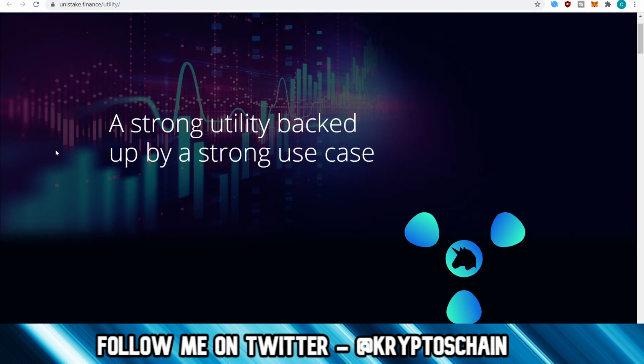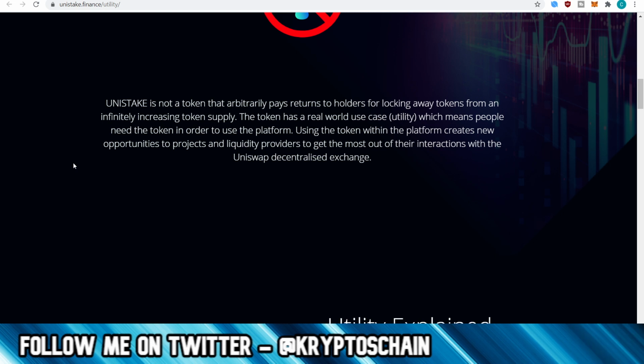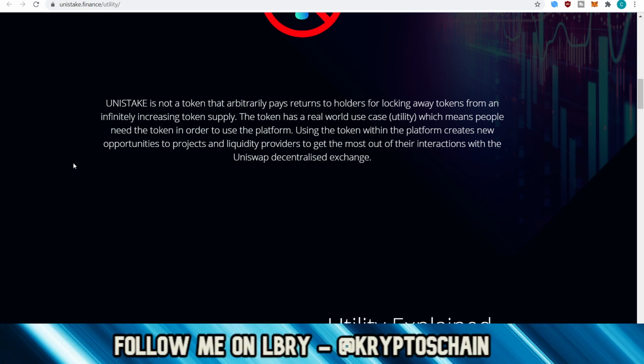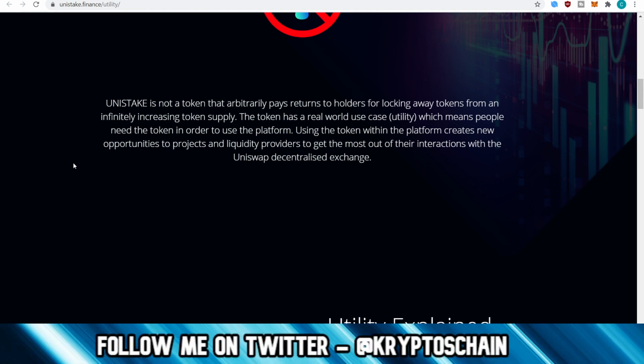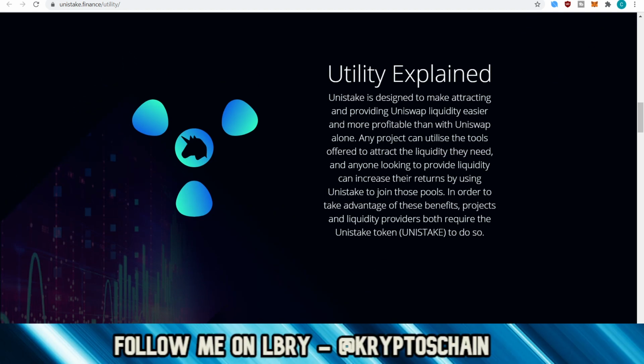Now let's take a look at the utility. What Unistake is not, okay, so Unistake is not a token that arbitrarily pays returns to holders for locking away tokens from an infinitely increasing token supply. The token has a real-world use case, a utility, which means that people need the token in order to use the platform. Using the token within the platform creates new opportunities for projects and liquidity providers to get the most out of their interactions with the Uniswap decentralized exchange. So here we can see how the utility is actually explained. So Unistake is designed to make attracting and providing Uniswap liquidity easier and more profitable than with Uniswap alone.